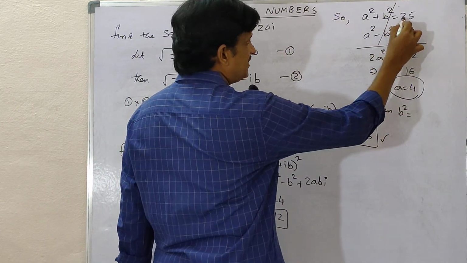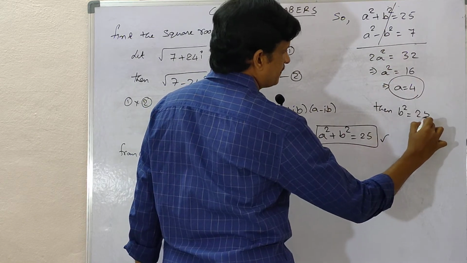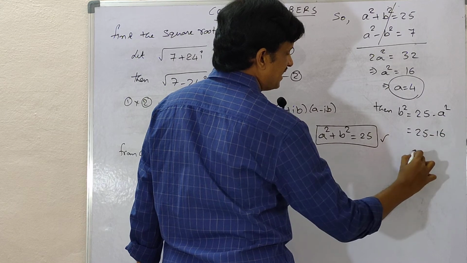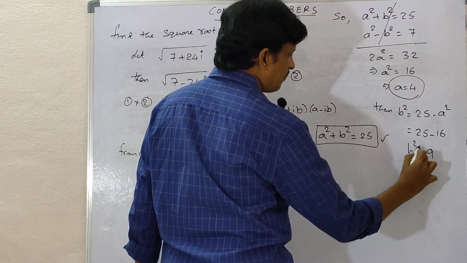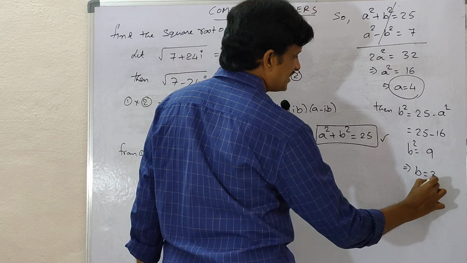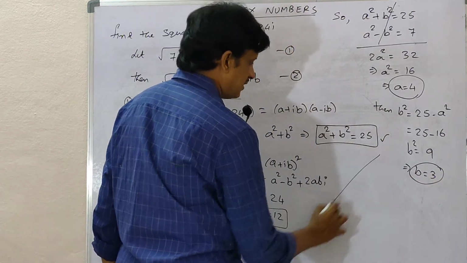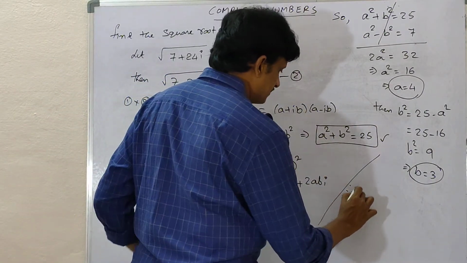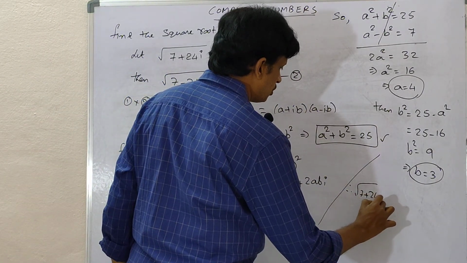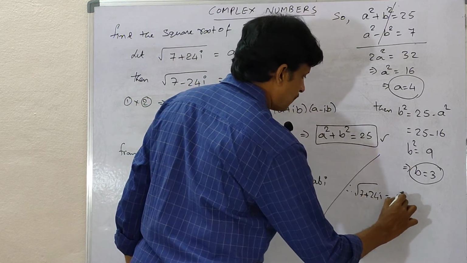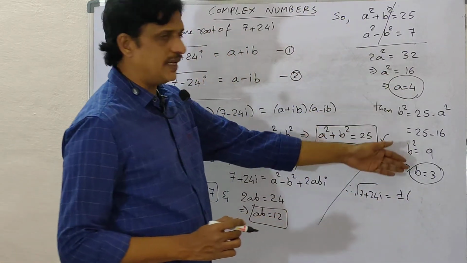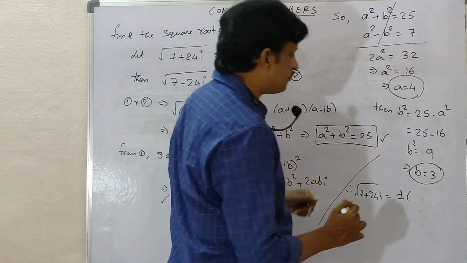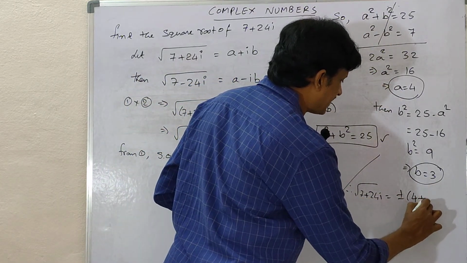From the same relation, b square is equal to 25 minus a square. That is 25 minus 16. So 9 is the value of b square, which gives the value of b as plus or minus 3. Therefore, the required square root of the given complex number, square root of 7 plus 24i, is equal to plus or minus, a plus ib, where a is equal to 4 and b is equal to 3, that is 4 plus 3i. That is why here I am writing only the positive sign.